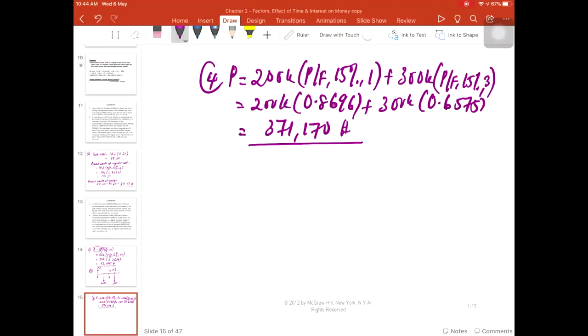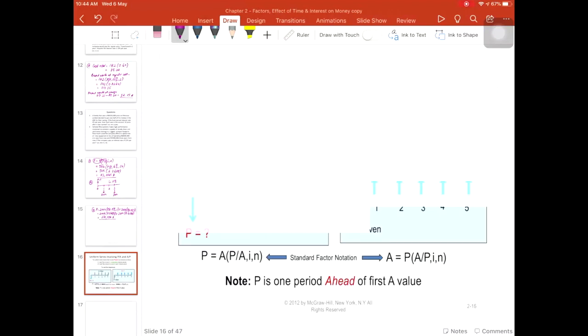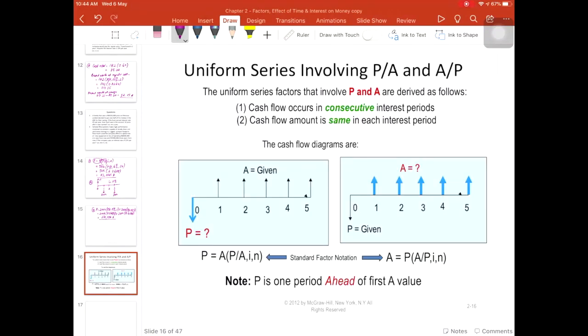So we already covered the P over F and F over P. Okay, so next is P over A and A over P. That means you have to find P, A is given. You have to find A, P is given. A is annual. Annuals that we have to pay or collect every year. If they have N equals 5, so every year until year 5 you have to pay some money. Okay, that's what that means.